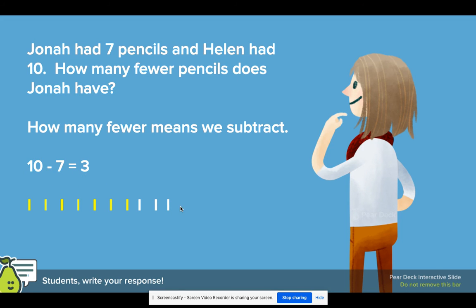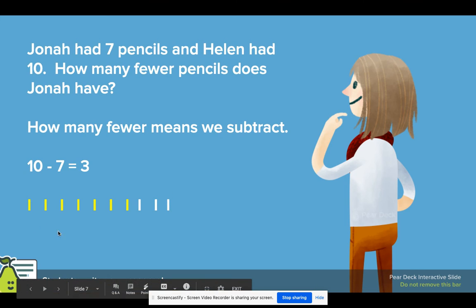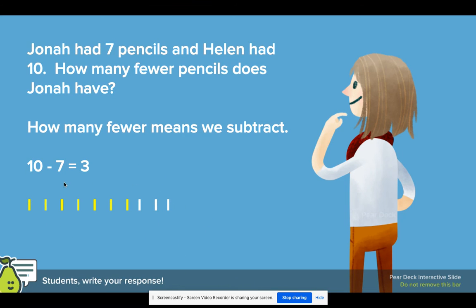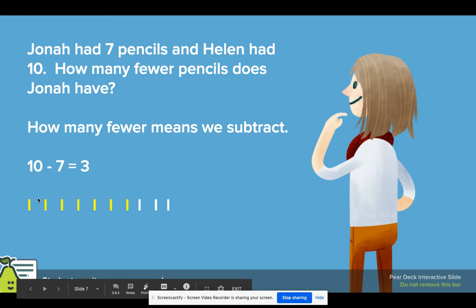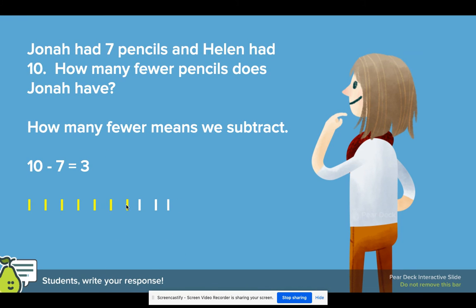How do I know that? It's always good to draw a picture. So whenever you're doing math, try not to just do it in your head. Try to draw a picture. So we drew 10 lines, okay? Take away 7 of them, and then how many are left? 3.